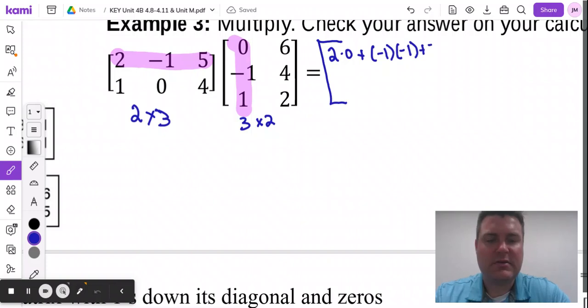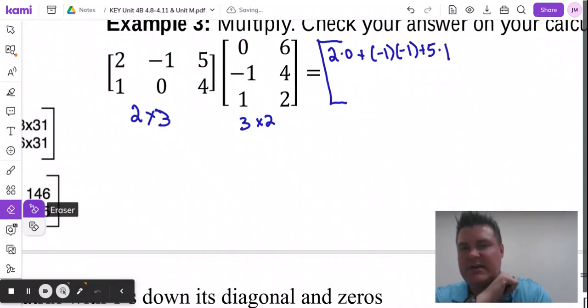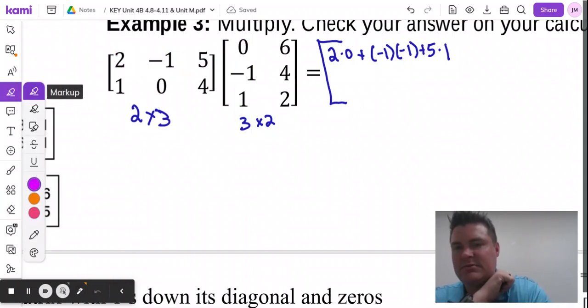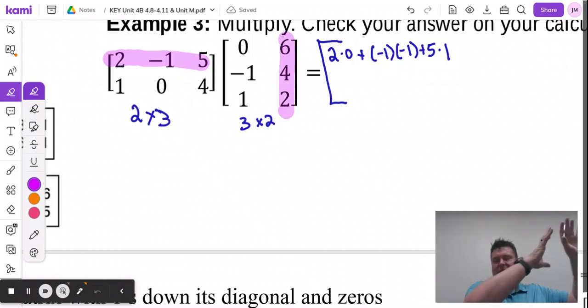Plus 5 times 1. I'll solve that part in just a minute here. So that's our first part that I highlighted. Now let's go ahead and do the upper row right-hand side, that can produce my upper right.